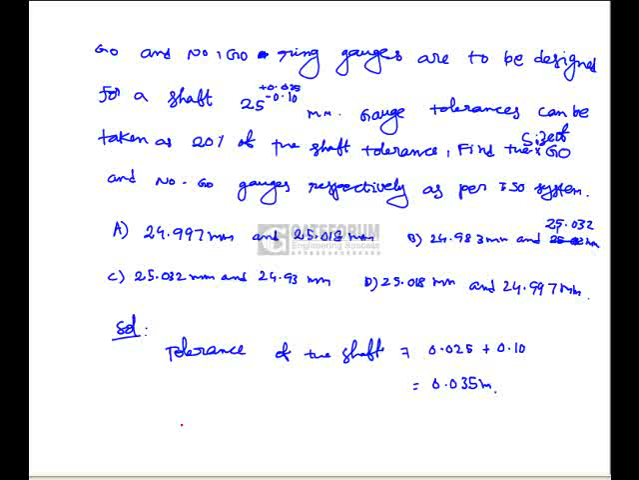Now consider gauge tolerance is 20% of the shaft tolerance, that means 0.2 into 0.035, which is equal to 0.007. So here gauge tolerance is 0.007 mm. So now go gauge size is given by the maximum size of the shaft plus gauge tolerance, and no go gauge size is given by minimum size of the shaft minus gauge tolerance.